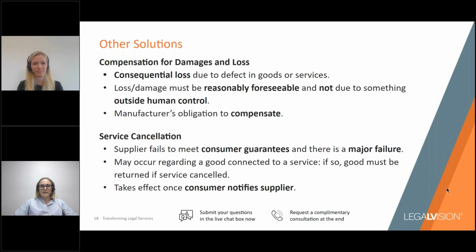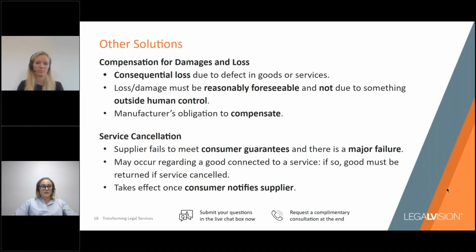So in addition to providing a refund, repair, or replacement, a consumer may be entitled to recover compensation for loss or damage to the consumer resulting from the failure to meet the guarantees. The loss or damage must have been reasonably foreseeable and not caused by something outside of human control. So another example would be if a consumer hired a trader to build a deck onto his house, the deck was not properly constructed and collapsed, injuring the consumer and causing damage to his outdoor furniture. The consumer may in this situation be entitled to compensation for his medical expenses and the repair or replacement of his outdoor furniture, in addition to a refund for the cost of the deck.